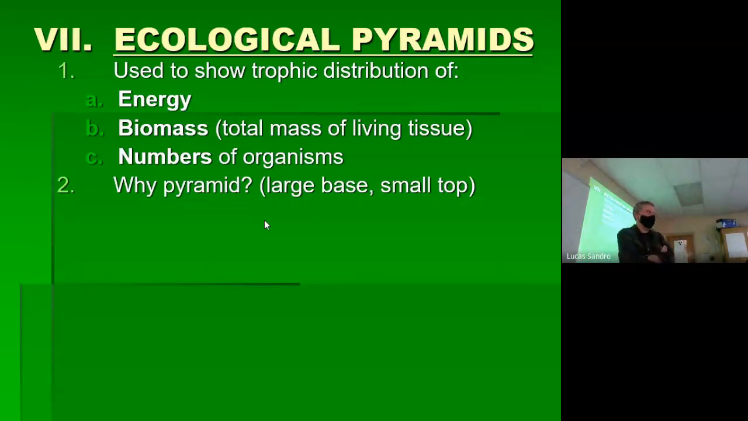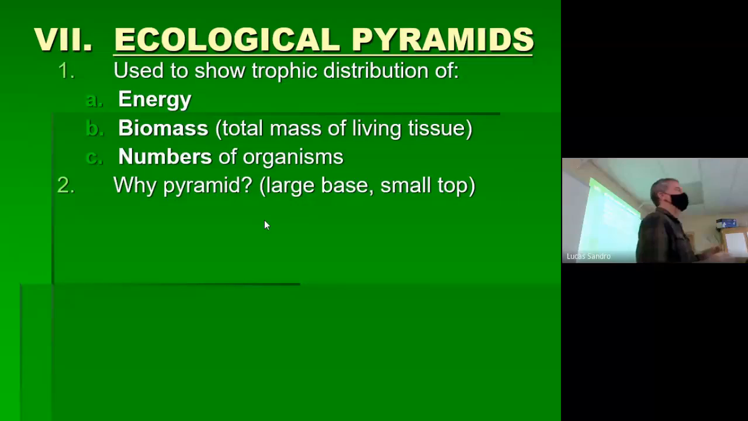The most common answer I get on that question is this, and this is not the right answer. The most common answer I get is, we use pyramids because there's more energy at the bottom and less as you go up. I know what a pyramid looks like. Some of you are still going to do that. Don't just tell me that a pyramid's bigger at the bottom and smaller at the top.